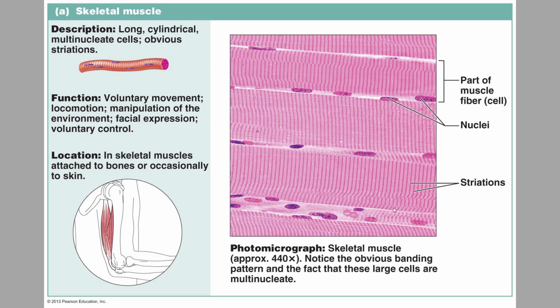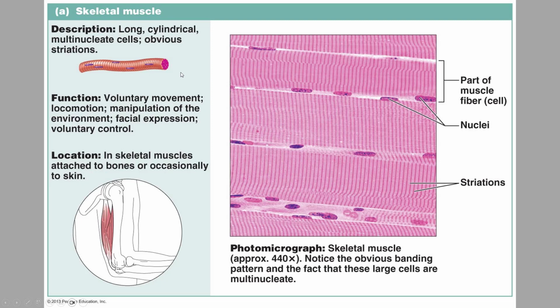Now, when we look at skeletal muscle under a microscope, it's organized in long, cylinder-shaped cells with lots of nuclei. Back when we were first learning about cells, we said the majority of cells in our body are mononucleated, or they just have one nucleus. Well, skeletal muscle is the big exception. Skeletal muscle is multinucleated. It has lots of nuclei.